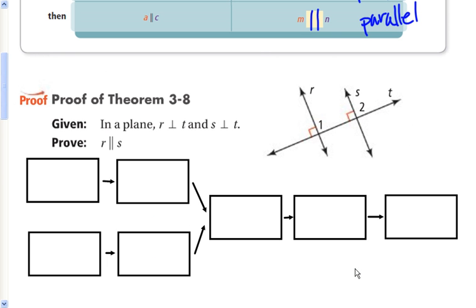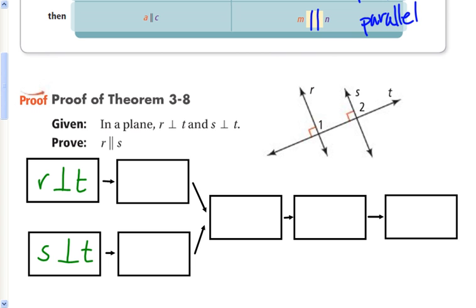This isn't in your packet, but here's a flow proof of Theorem 3.8, that if you have two lines that are perpendicular to the same line, then they're parallel. All right, so if we're given that R is perpendicular to T and S is perpendicular to T, we're going to label the diagram to show some angles.